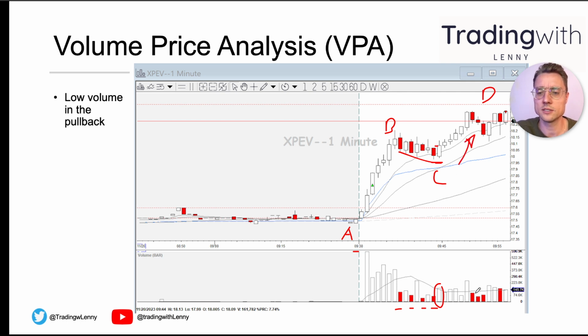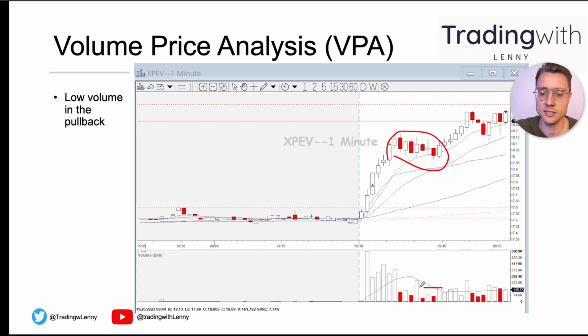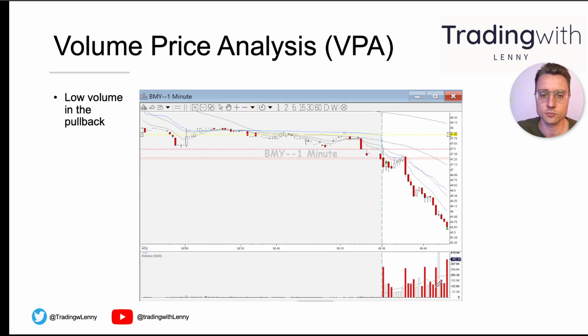And one of the ways we can do it, to anticipate with a higher probability the next move up, is by using volume price analysis in the pullback. And this is the pullback, right? And in the pullback, we're reading the volume price analysis.